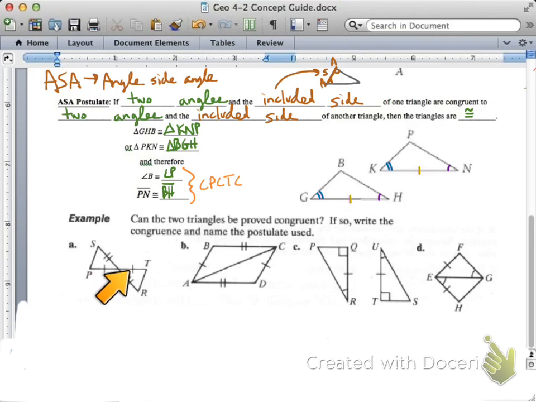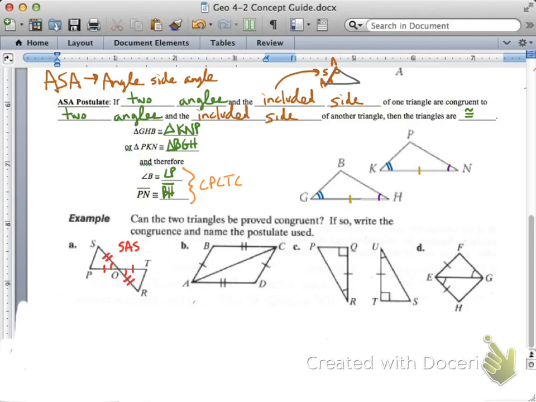Well, clearly we have this side congruent to this side, this side congruent to this side. We have two sides that are congruent. Do we have the third side that's congruent so that we could use side, side, side? No, we don't. Do we have the included angle that's congruent? Well, those are vertical angles, yes. So we can say that side, included angle, side is congruent to side, included angle, side.